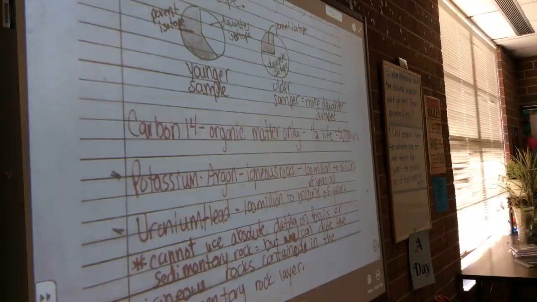Is that a T in between uranium? No, uranium dash lead. Oh. Portion dash, whichever you prefer. Slide your dash.